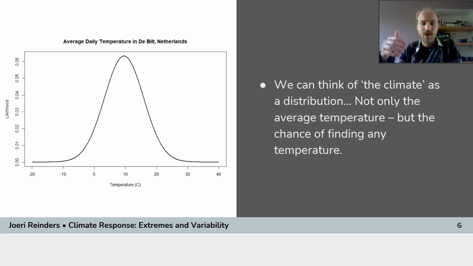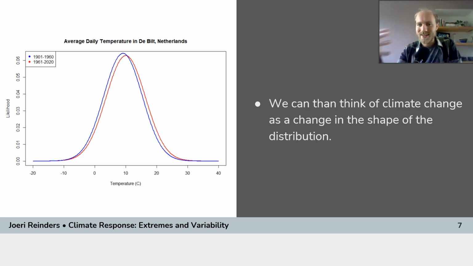For example, it's much less likely that we'll find 0 degrees or 30 degrees. If we think about climate change, then we can assess that as a change in the distribution. For example, here you see a clear shift towards higher values in the second half of the 20th century compared to the first half, blue versus red. A shift in that distribution tells you something about how all the possible values are going to change.